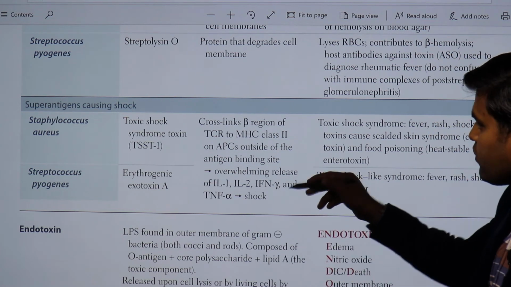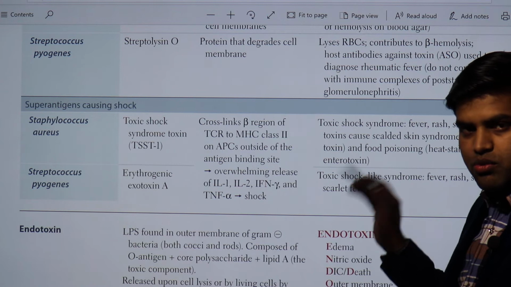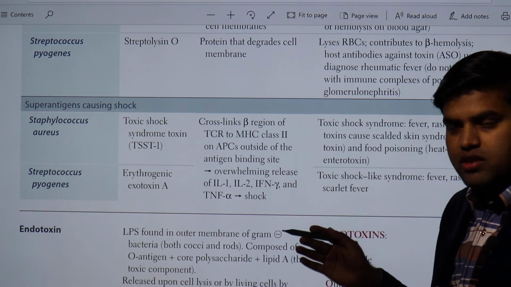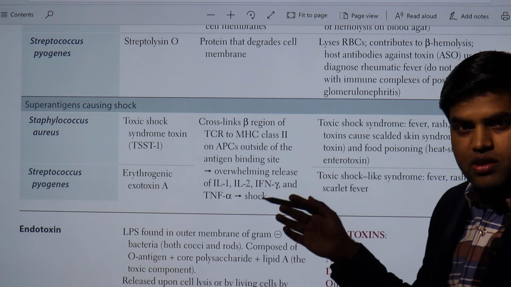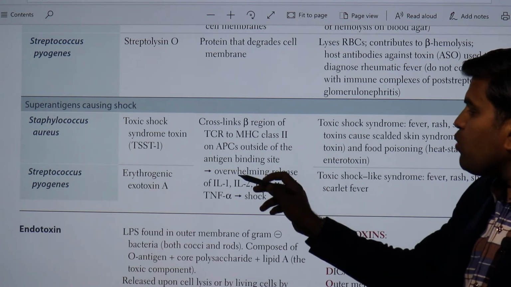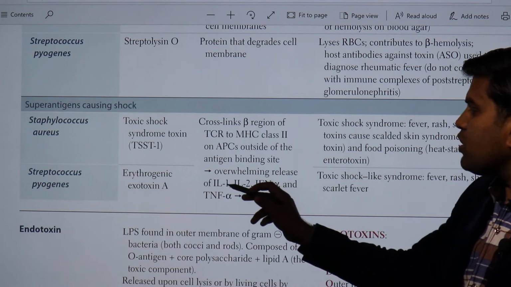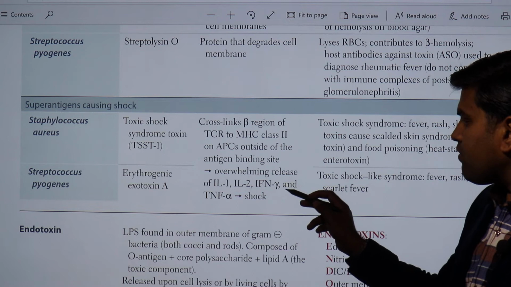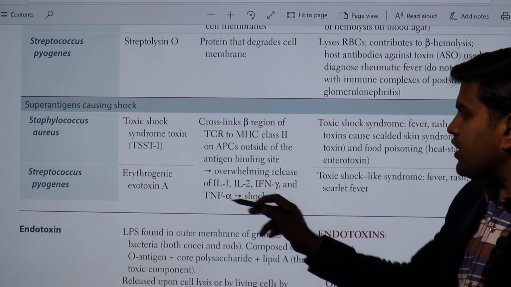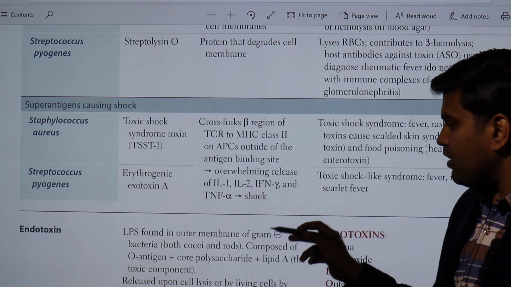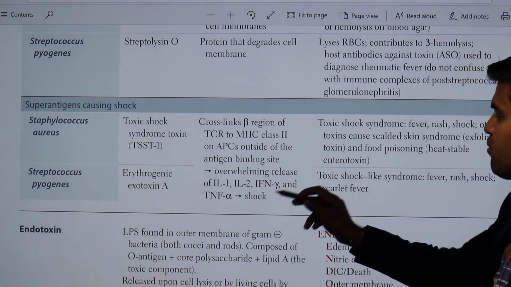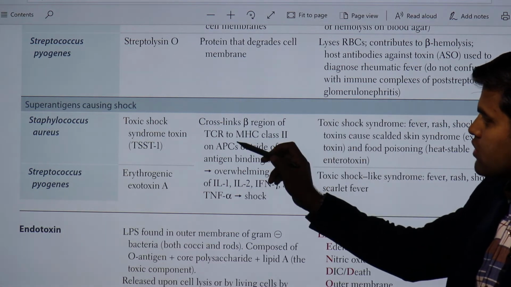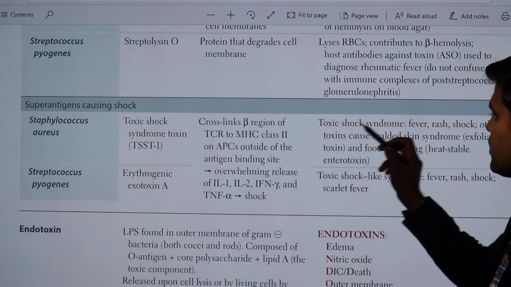How they activate the immune system is by binding outside the groove, which I have seen in the figure, and since they bind outside the groove, they trigger more immune cells. Since more than 20% of the immune cells are triggered, there is an overwhelming immune response that leads to the release of more and more interleukin 1, interleukin 2, interferon gamma, and TNF alpha. All this released inside your body leads to shock. So Staphylococcus aureus produces toxic shock syndrome toxin that causes toxic shock syndrome.